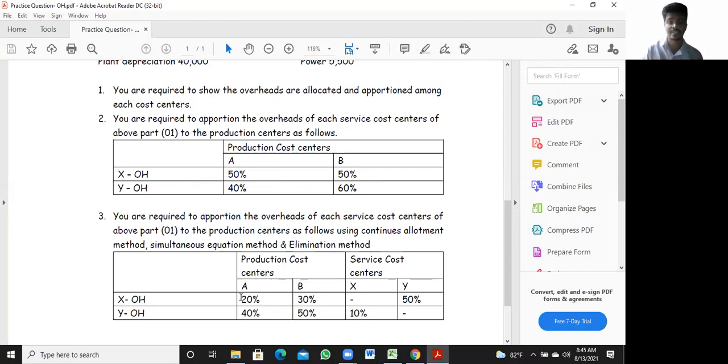Using continuous allotment, I will teach those. Now they are saying the things are like this. Service cost center X has provided 20% of their services to A, 30% to B, and 50% to service center Y.